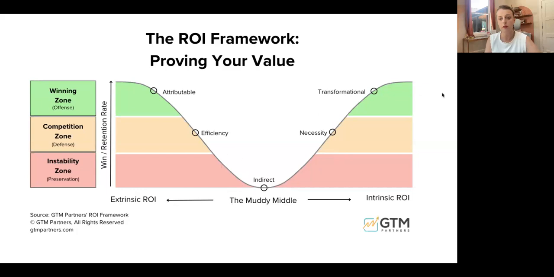So I'm curious, Neil, from your perspective, when you think about the product that you're building, are you thinking about attributable solutions? Are you thinking about transformational? Are you thinking about efficiency? When Sendoso goes to market talking about their value, what are the key value points that they hit on from an ROI perspective?